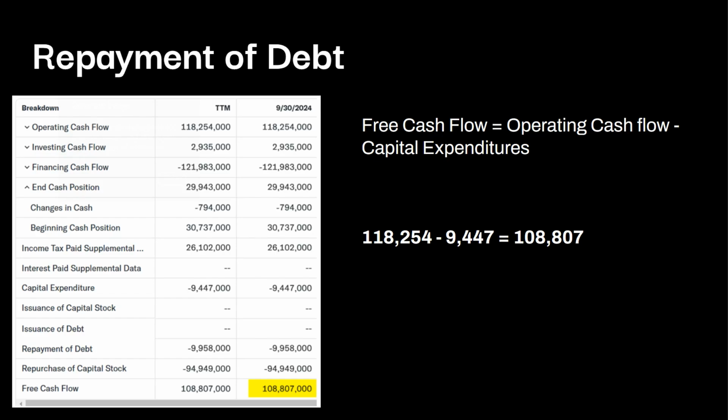And just to do the quick math on this side of things, for our operating cash flow, we had 118,254. You subtract your capital expenditures, 9,447. Sum it if it was positive, and then you'd see 108,807, which is highlighted down below.